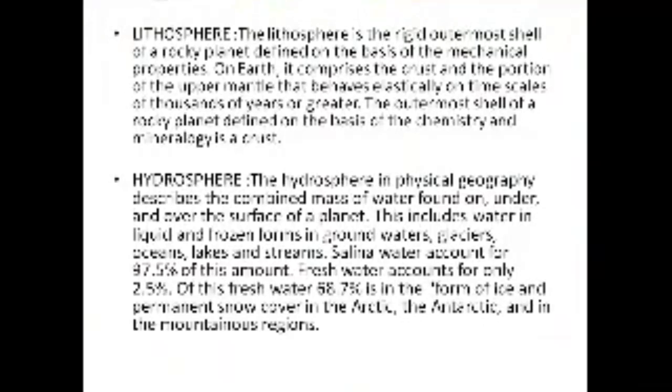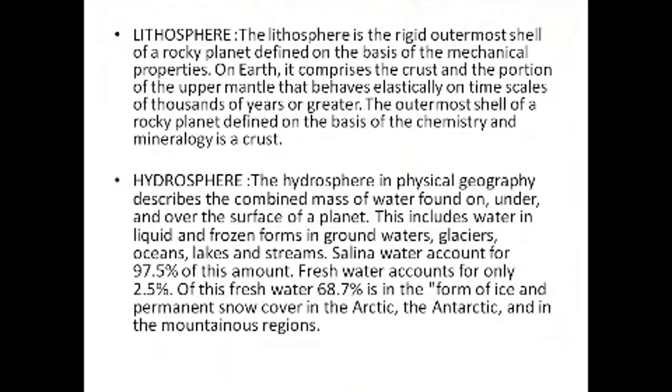And where does it comprise? On earth, it comprises the crust and the portion of the upper mantle that behaves elastically on time scales of thousands of years or greater. So this has been formed long, long ago.